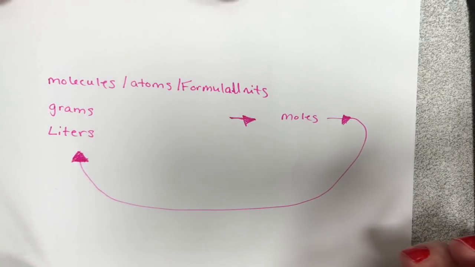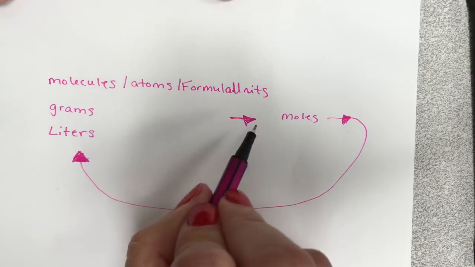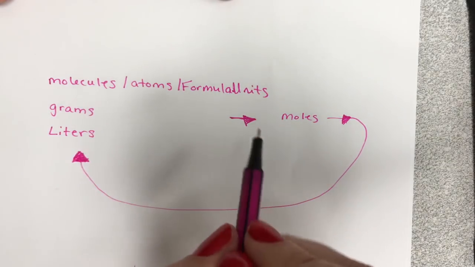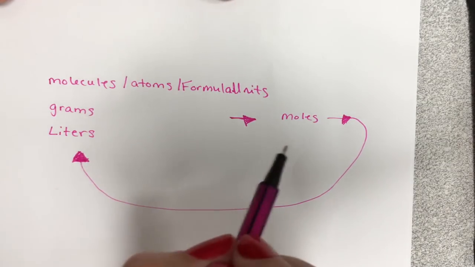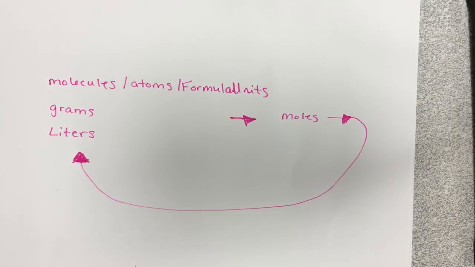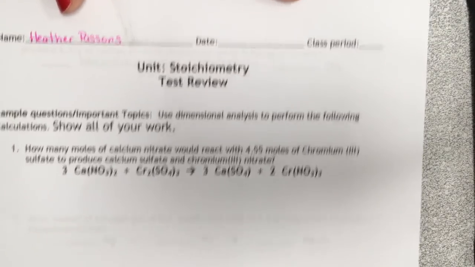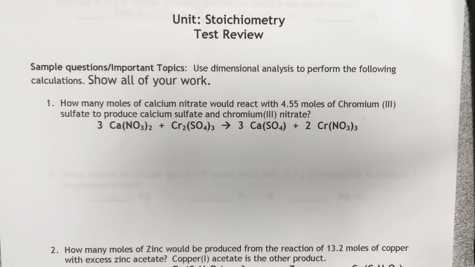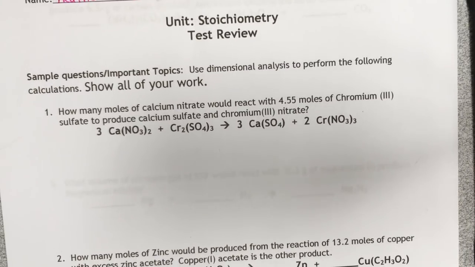That's it. So you're either going from one of these to moles and back to them. You may be given moles and you have to go back to them. You may be given one of these and you want to stop at moles. It all depends on what the question's asking. So we're going to go ahead and get started on our review, so it's not too long of a video, and hopefully we can do it quickly enough to retain your attention.